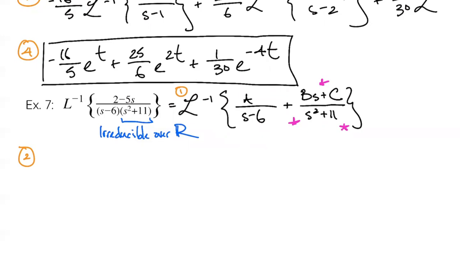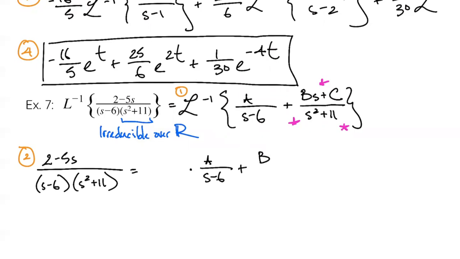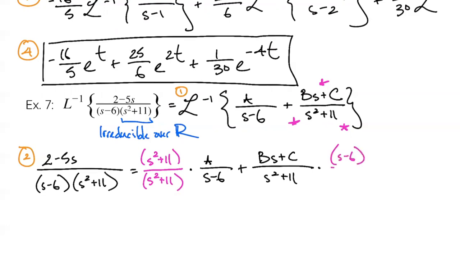So we're going to have 2 minus 5s over s minus 6 times s squared plus 11 equals, all right, what am I going to need to multiply the first one by? Plus, what am I going to need to multiply the second one by? Well, the first one, I'm going to need to multiply by s squared plus 11. And the second one, I'll need to multiply by s minus 6. All right.